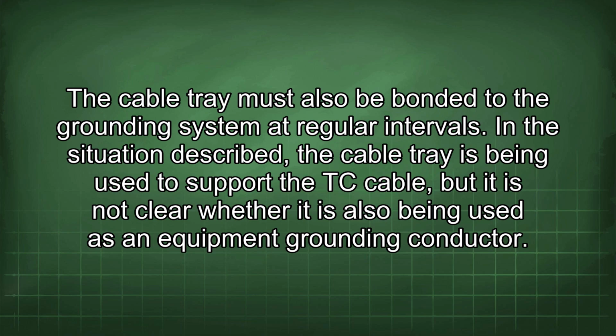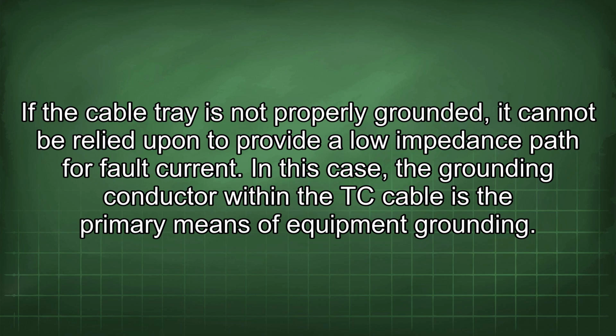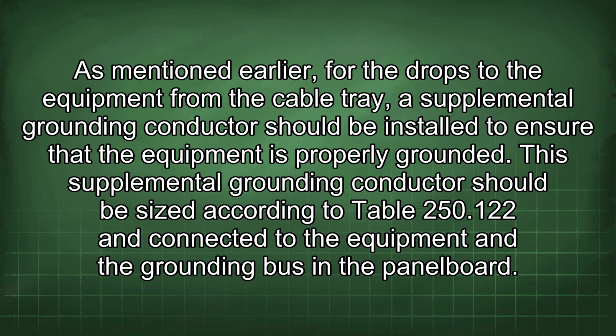In the situation described, the cable tray is being used to support the TC cable, but it is not clear whether it is also being used as an equipment grounding conductor. If the cable tray is not properly grounded, it cannot be relied upon to provide a low impedance path for fault current. In this case, the grounding conductor within the TC cable is the primary means of equipment grounding. As mentioned earlier, for the drops to the equipment from the cable tray, a supplemental grounding conductor should be installed to ensure that the equipment is properly grounded.